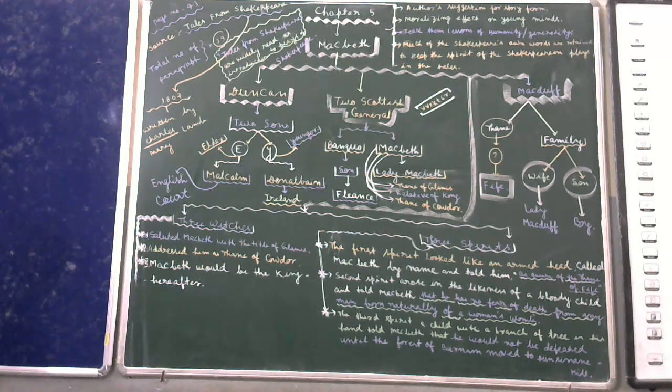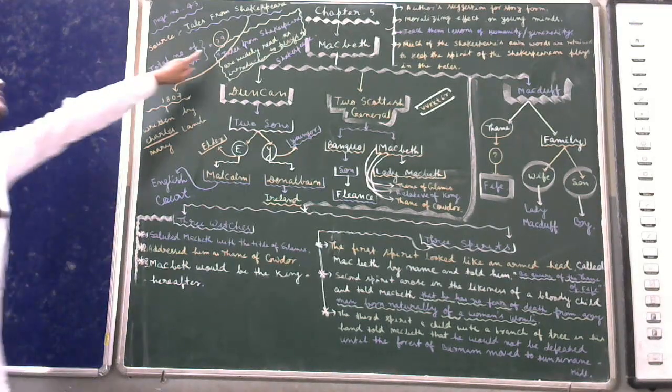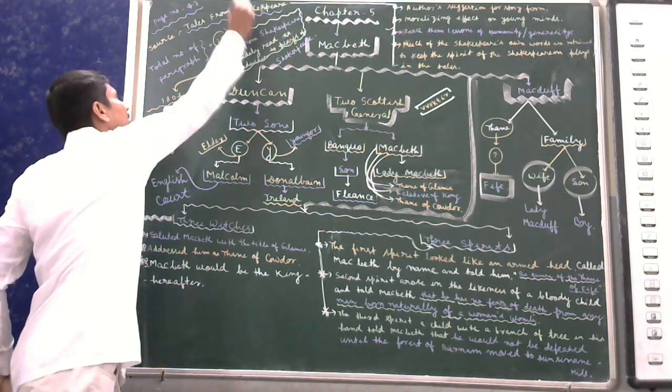So I'm going to start with Macbeth. That is chapter 5, and the page number that you have to read from your textbook, prescribed by the West Bengal Council of Higher Secondary Education, is 43. The total number of paragraphs that we have to read in Macbeth is 29, which I have already mentioned.